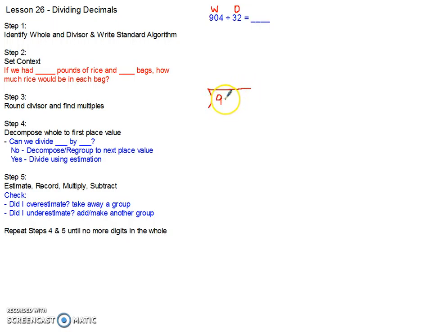In the division sign, we have our 904, our whole, and on the outside we have our divisor, which is 32. And remember, we read this backwards as 904 divided by 32. Now we want to set our context, and we just use this sentence frame here. If we had blank pounds, and this would be our whole, of rice, and blank bags, our divisor, how much rice would be in each bag? So for this problem, it would be if we had 904 pounds of rice and 32 bags, how much rice would be in each bag?